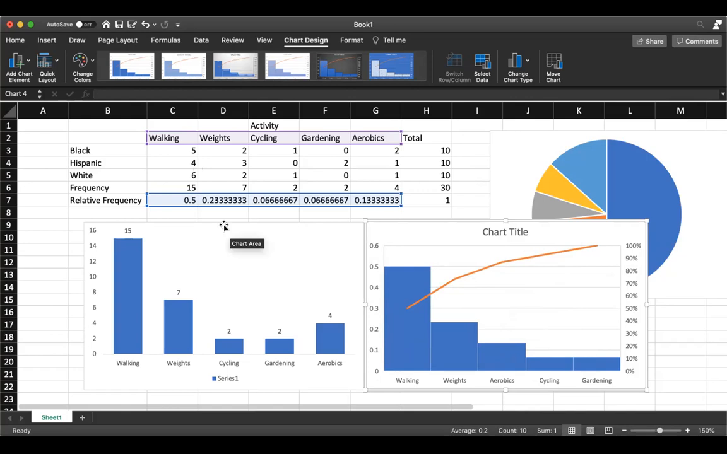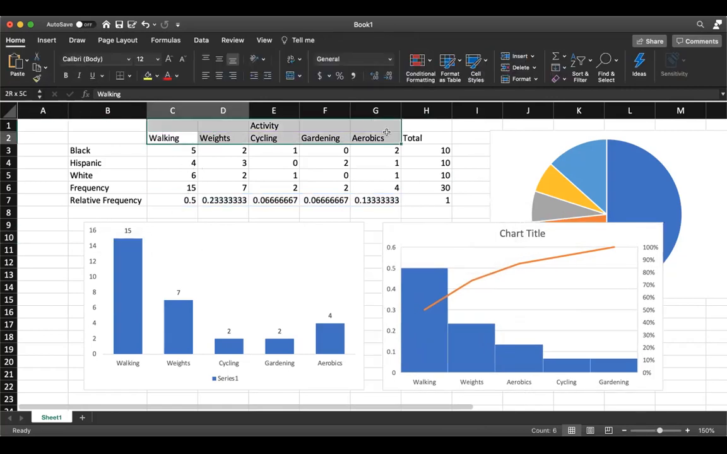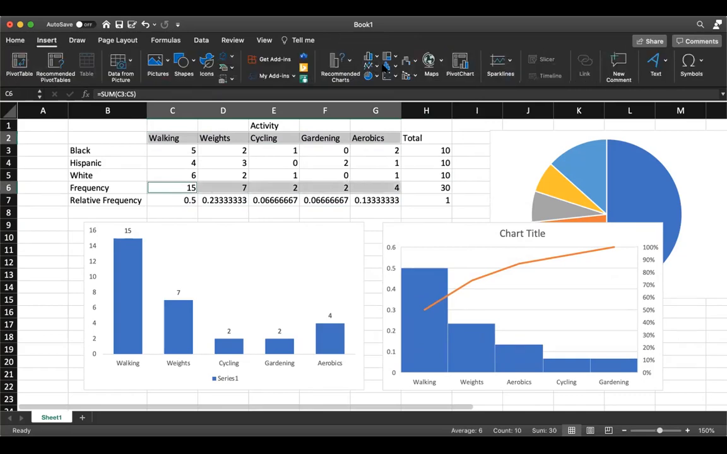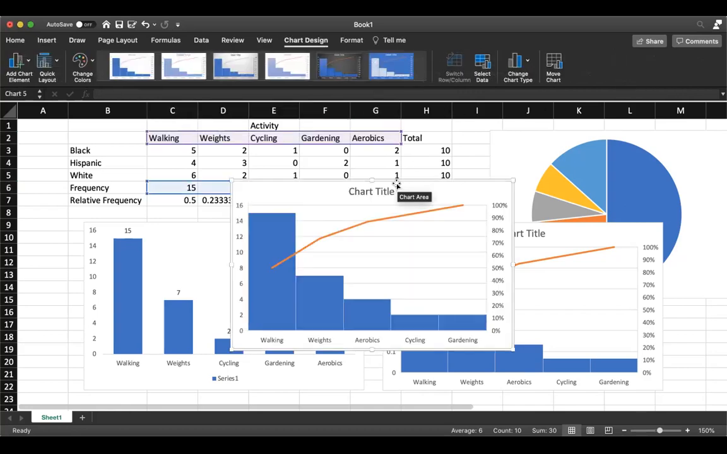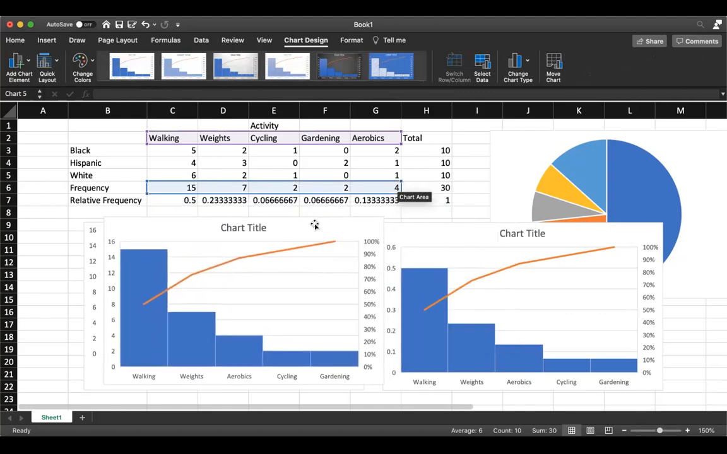I made this with a relative frequency. Let me make it the other way too. Here's the Pareto chart with relative frequency. Let me make it with frequency so you can see the difference. So I'm going to highlight these again. Highlight that, and this I'm going to highlight the frequency category. Insert. Over here by histogram, Pareto chart. And so there goes that chart.